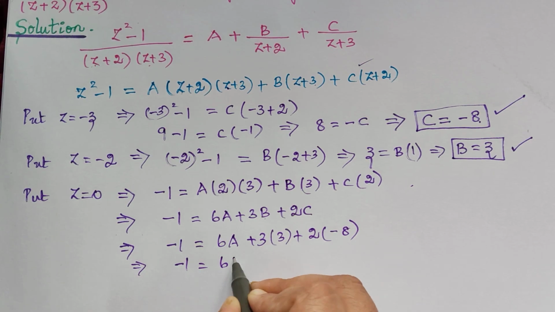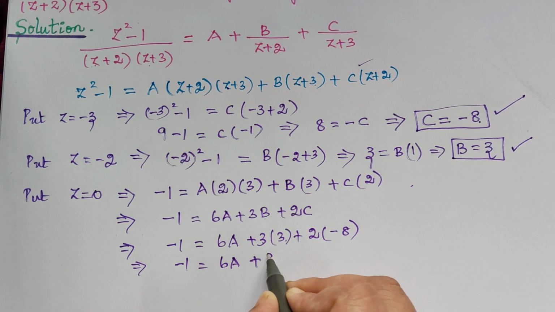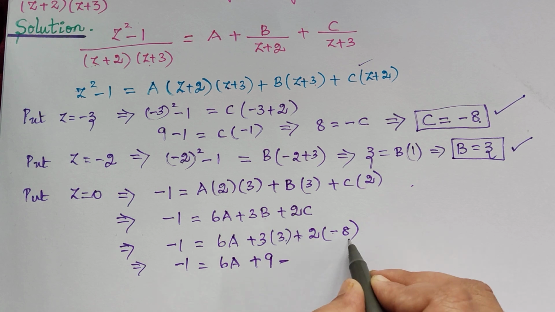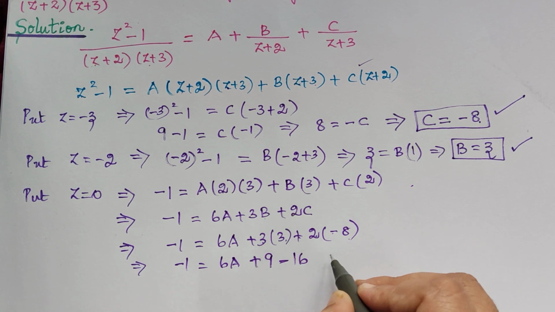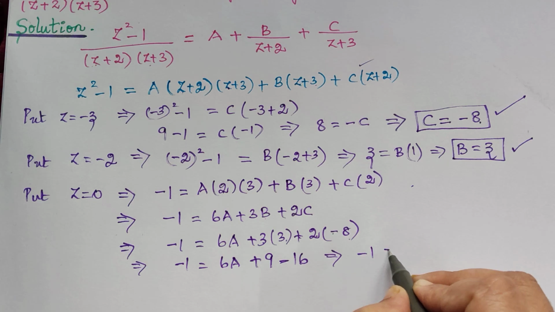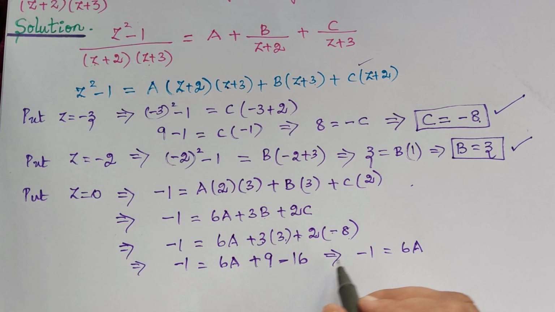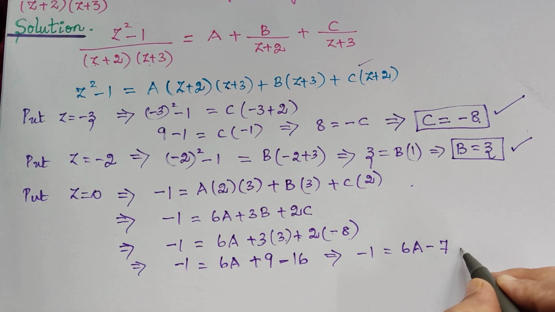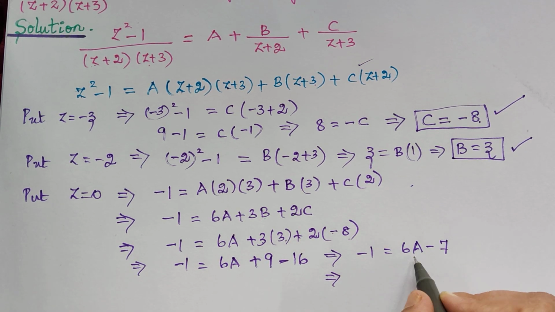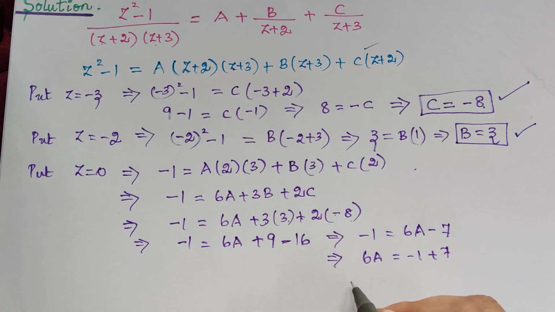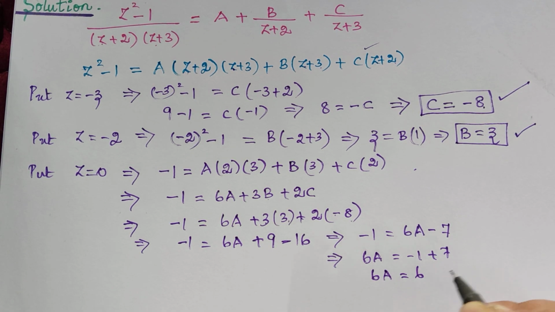Minus 1 is equal to 6a, and this is 3 times 3 is 9, plus 2 times minus 8 is minus 16. So from this we get minus 1 equal to 6a, and 9 minus 16 is minus 7. So from that we will have 6a as it is, so minus 1 plus 7. Therefore we get 6a equal to 6, and so the value of a is equal to 1. So this is the value of a.